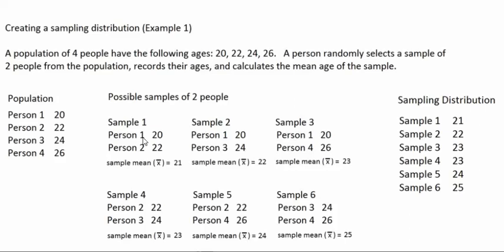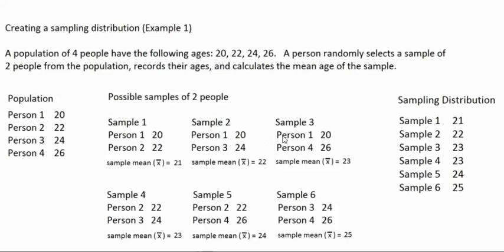So when the 2 people are randomly selected, these 2 people might be chosen, these 2 people might be chosen, or maybe these 2 people. I'm going to show you how I got these possible samples. What I did was I started with person 1 and person 2, then I went to 1 and 3, then I went to 1 and 4. So 1, 2, 1, 3, 1, 4. That gave me these first 3 possible samples right here.